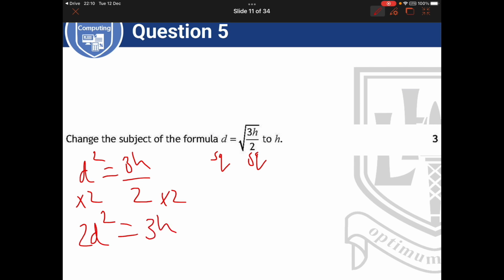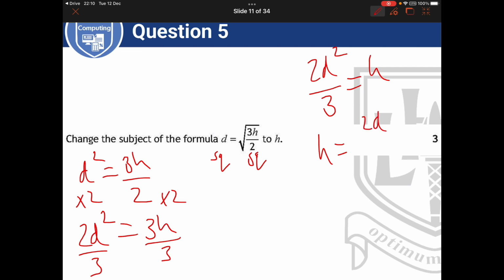Finally, I want to get h on its own, so I need to get rid of that 3. Well, that's 3 times h technically, so let's divide both sides by 3 to get rid of it. So this left-hand side is going to be 2d squared over 3 equals h. And finally, let's just swap the sides round to make it a bit proper. H on the left, and then everything else, 2d squared over 3, can go on the right, and that is the subject of my formula.